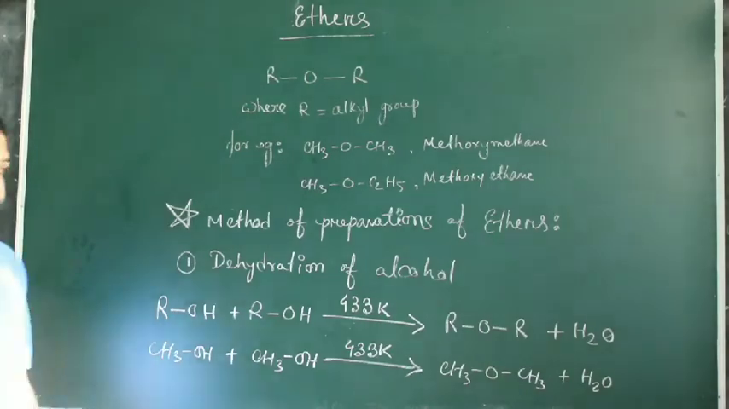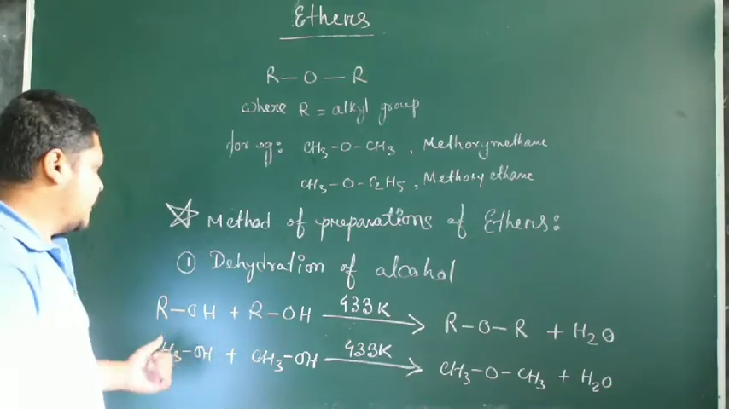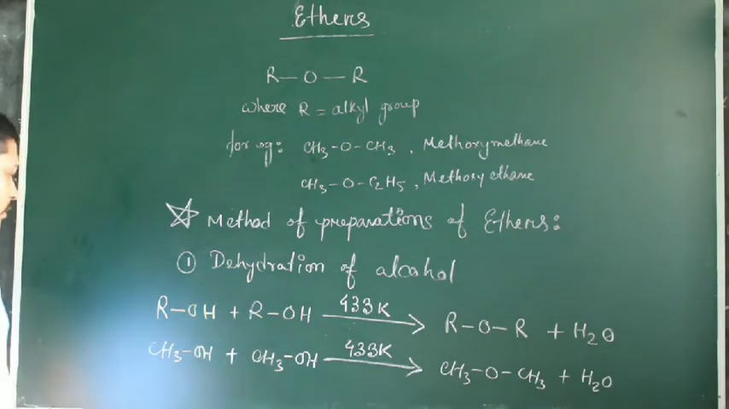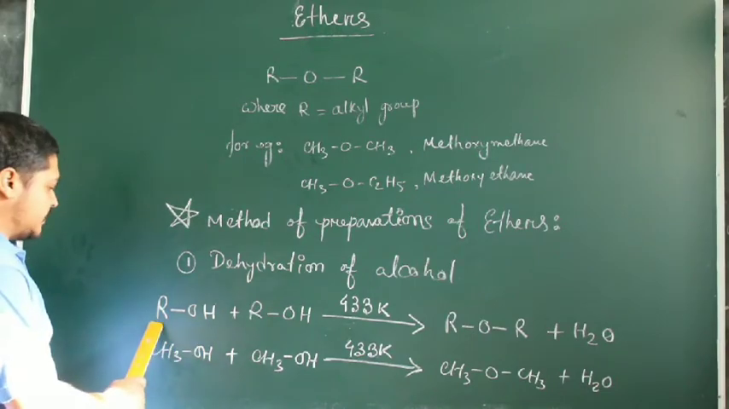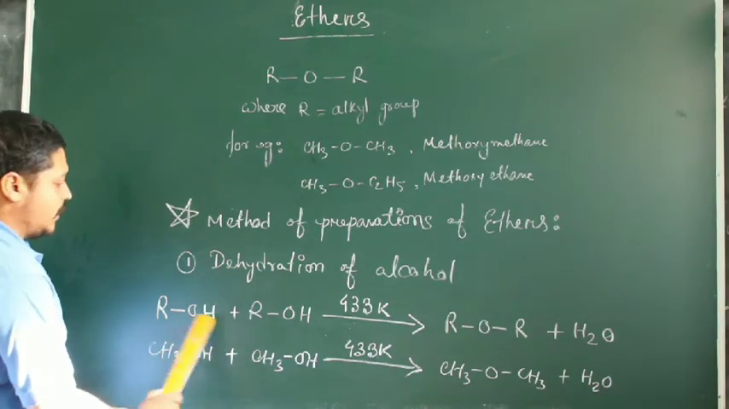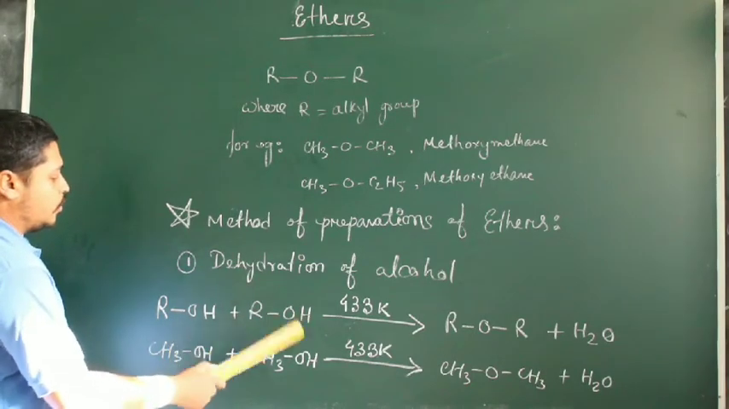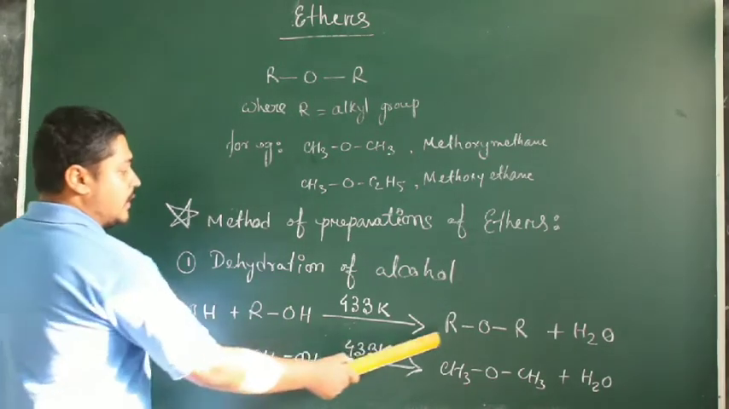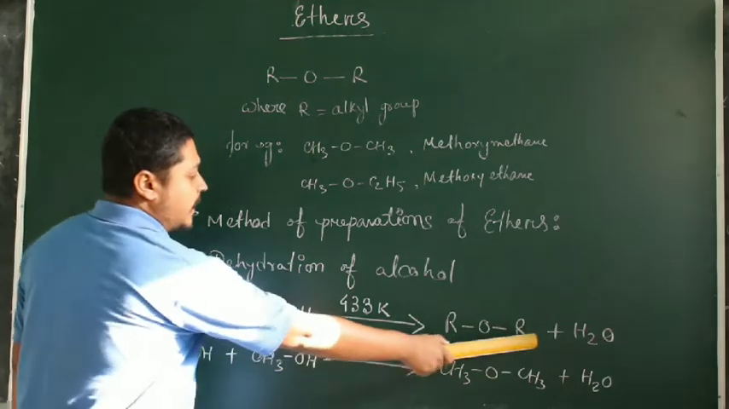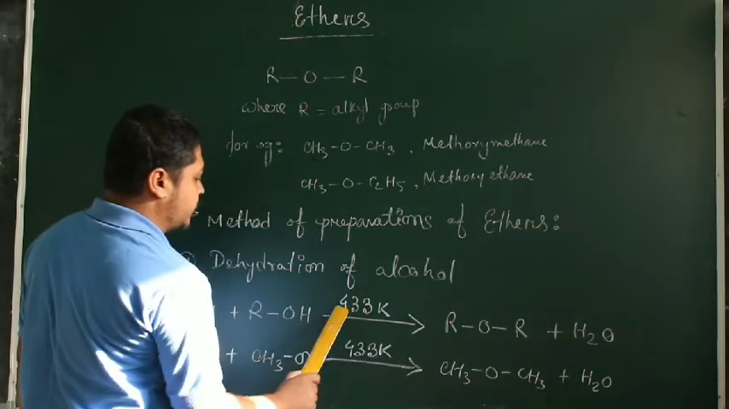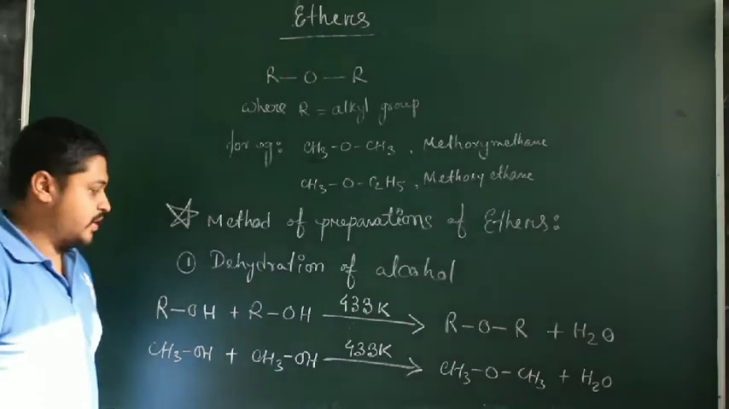Now, methods of preparation of ethers. There are two methods. Number one, dehydration of alcohol. ROH, where R means an alkyl group, and OH, this is an alcohol. This is also an alcohol. Two alcohol molecules combine to give ether, removing a water molecule when treated at 433 Kelvin temperature.